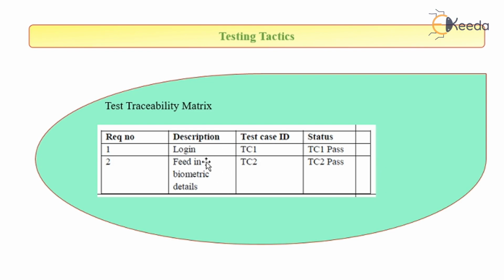We describe the situations here, and then each situation is given a test case number. So TC1 is the test case ID. This is situation 1, this is situation 2. Then we test them according to our norms. If they pass the test, if they work as desired, then I say TC1 pass and TC2 pass.